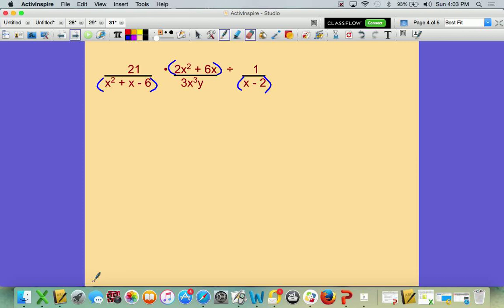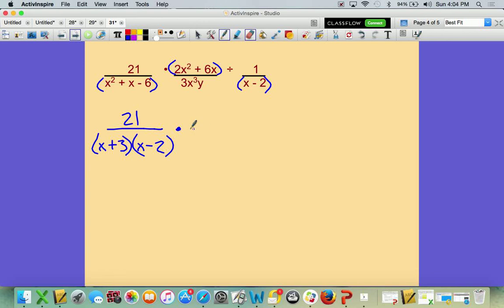Now we start to factor things out again. The top, 21, doesn't change. This one, trinomial, so x and x. Signs are different, so plus and minus. Let's see, to get a positive 1, that means we gotta have a positive 3 and a negative 2. Negative 2x plus 3x gives us the positive x there.